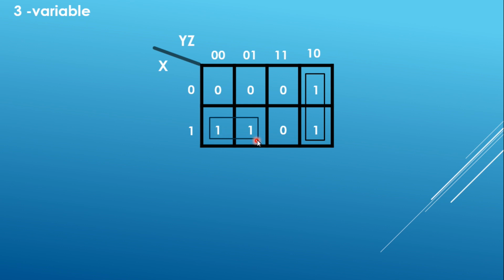This is a three variable map. In this, now you can have only this way, that there can be these two ones together, and here there are these two ones together. So this is the vertical group, and this one is the horizontal group. There is no other way of grouping them in this particular case.